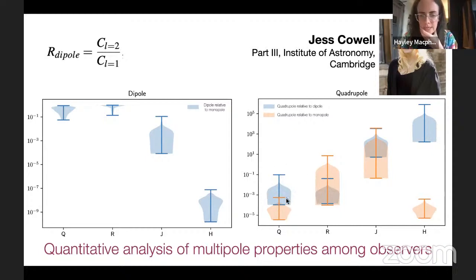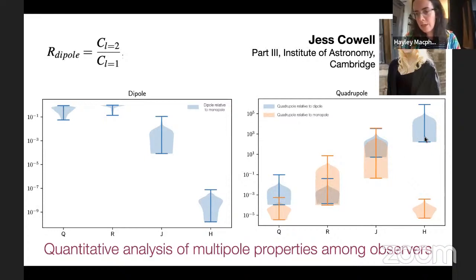Again in the deceleration parameter, we can read that the quadrupole relative to the dipole, which are these blue distributions, is less than 1. So this tells us that for all of our observers, the dipole contribution dominates over the quadrupole. And for H, again, this blue one, the quadrupole relative to the dipole, is very, very large, which tells us that for all of our observers, the quadrupole is the dominant form of the anisotropy. Do keep an eye out for Jess's work.